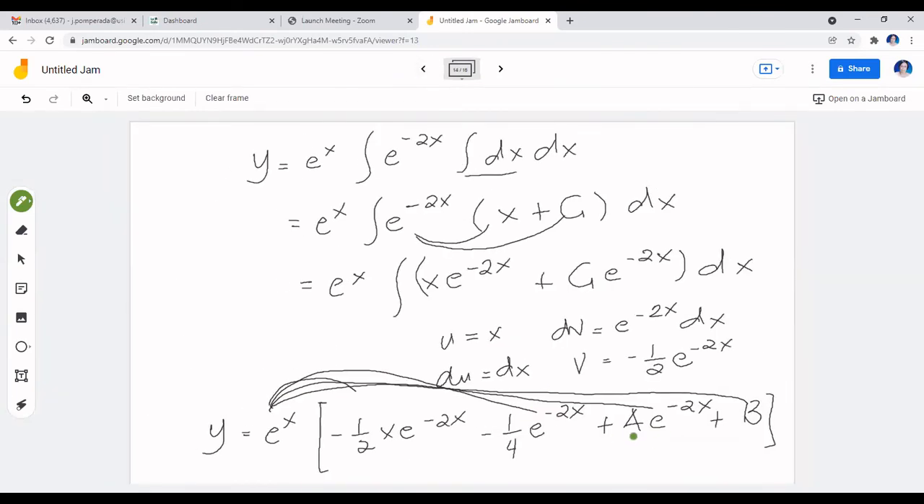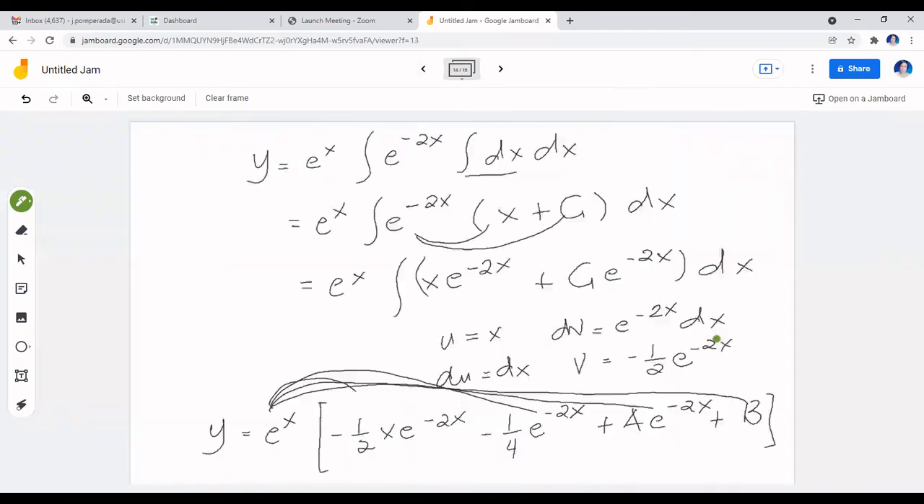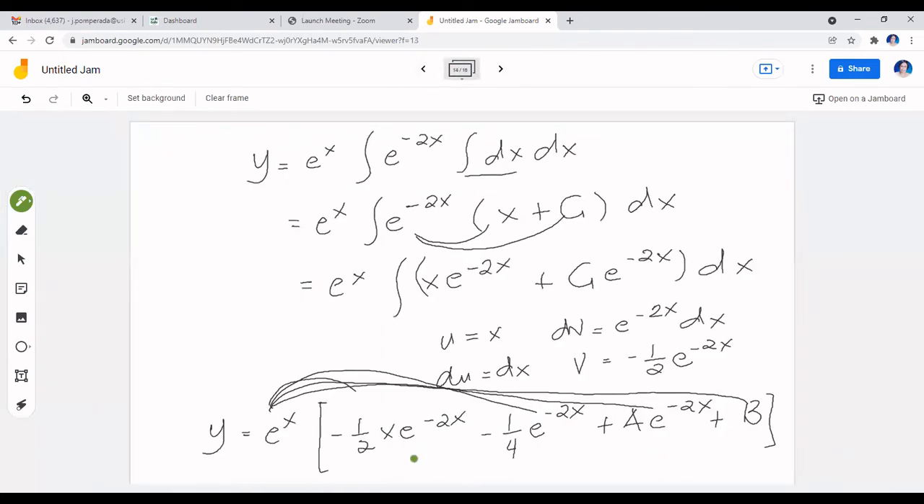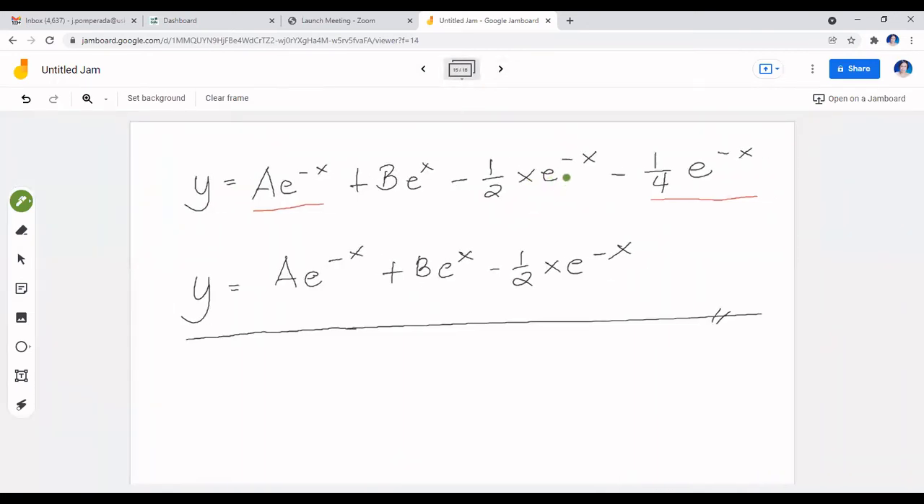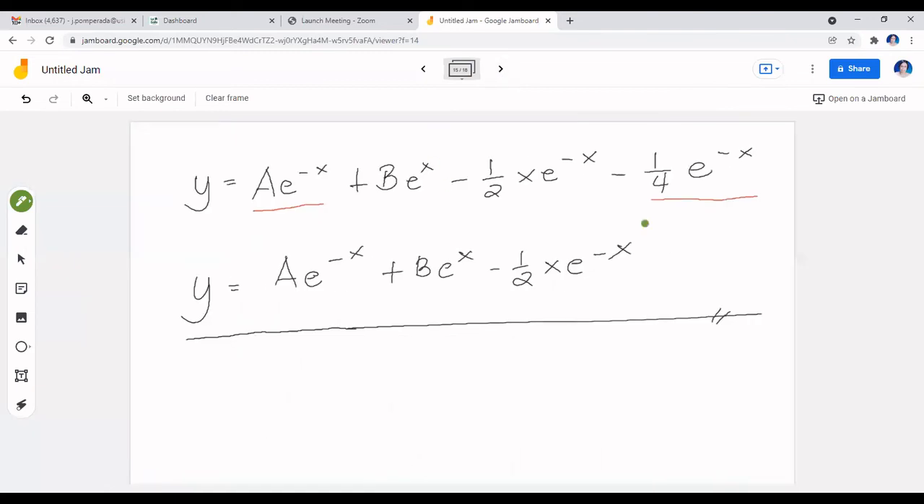After distribution, a e raised to minus 2x times e raised to x would be a e raised to minus x. Your b becomes b e raised to x. This negative 1/2 x e raised to negative 2x becomes e raised to negative x. And you have here negative 1/4 e raised to minus 2x times e raised to x is negative 1/4 e raised to negative x. If you notice, I have underlined the two in red.